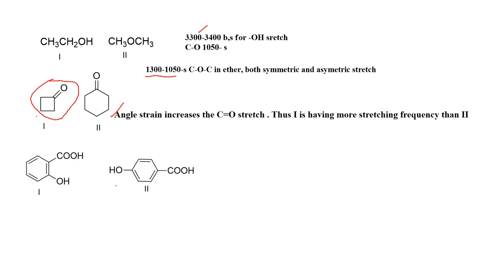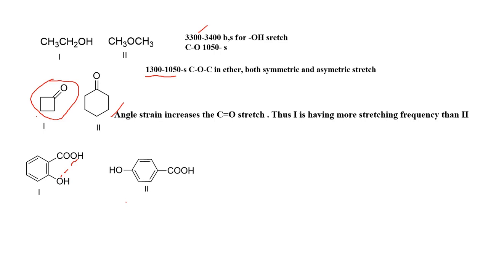Then see these two examples. One is salicylic acid, orthohydroxybenzoic acid. The other is parahydroxybenzoic acid. How will you distinguish orthohydroxybenzoic acid and parahydroxybenzoic acid from each other? Orthohydroxybenzoic acid, or salicylic acid, has intramolecular hydrogen bonding between the hydrogen of the carboxylic acid and the oxygen of the OH group, or vice versa. Parahydroxybenzoic acid has intermolecular hydrogen bonding.